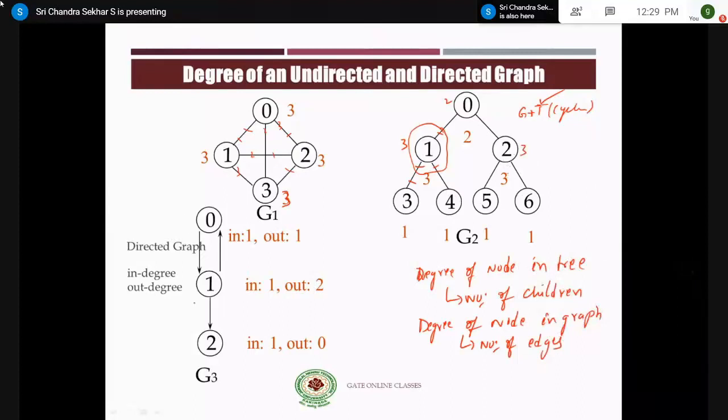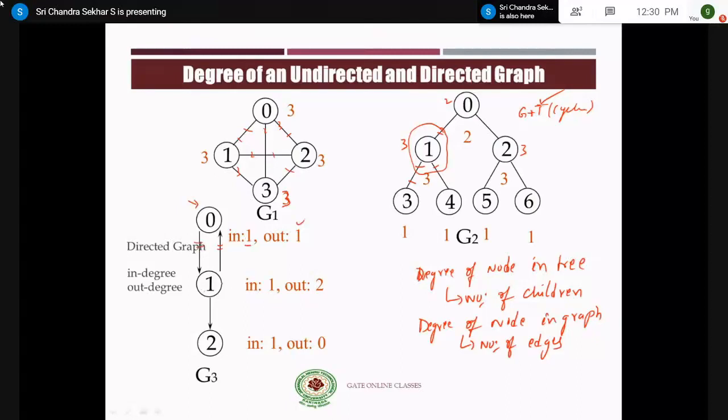And coming to this directed graph, since it is a directed graph, there is no concept of node degree. You have to divide the concept of node degree into in degree and out degree. So if you go for this 0, number of incoming edges are only 1. This is the incoming edge, right? So it is 1 and the out degree means number of outgoing edges. This one and this is 1, right?